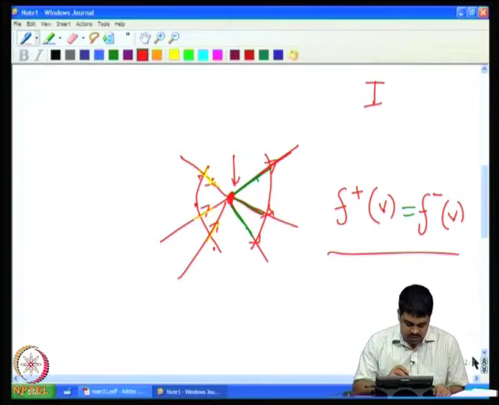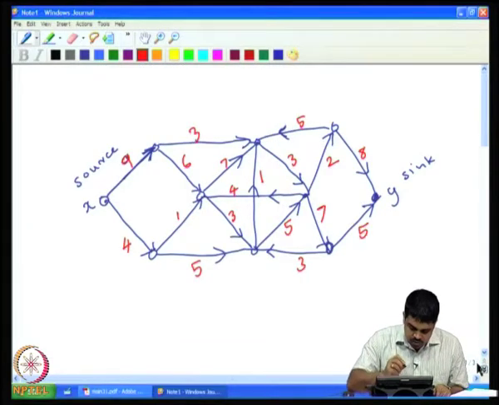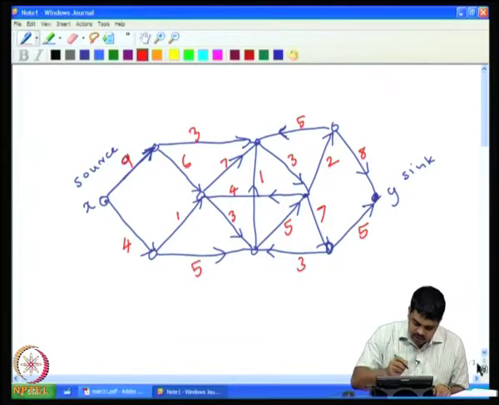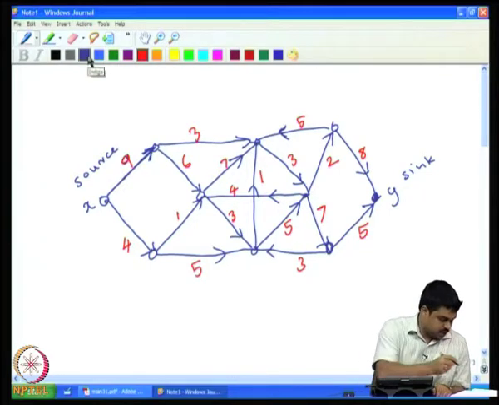So, one should not misunderstand or misinterpret the C values and the F values. In fact, the C values are associated with the network, and it is not the flow. It is only used to say that the maximum which can flow through an edge is the capacity of that edge, but the flow is another function in fact.